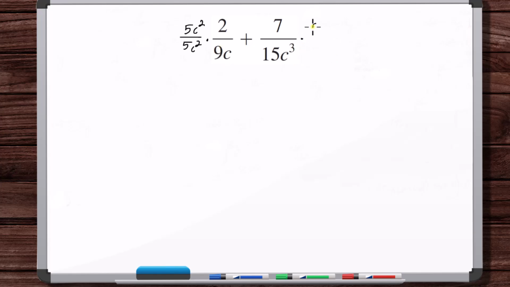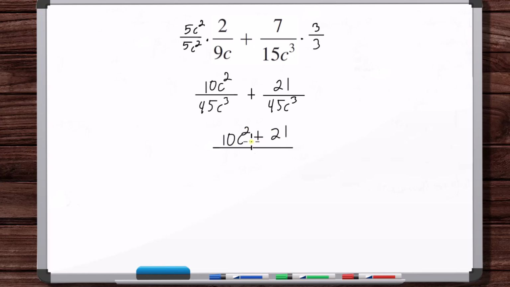Here, we're going to multiply this by just 3 over 3. So we haven't changed anything, right? We just multiplied both terms by 1. So we're left with 10c squared over 45c cubed, and then here we're left with 21 over 45c cubed. Now we can combine these. We get 10c squared plus 21 over 45c cubed. Now, can we simplify this anymore? I don't think so. No, that's it.